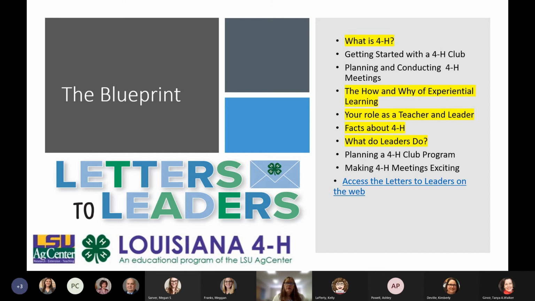Megan has letters to leaders that are on the website, LSU Ag Center website, and there is a link down at the bottom of that list for access to the letters to leaders on the web. And some of those letters to leaders that I thought were very pertinent to the orientation portion of leader interaction is the What is 4-H leader letter. It would be very instrumental in sharing with your volunteers. And then also the how and why of experiential learning.